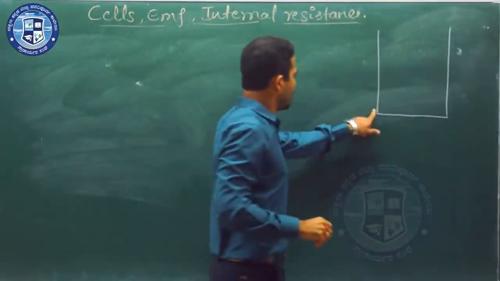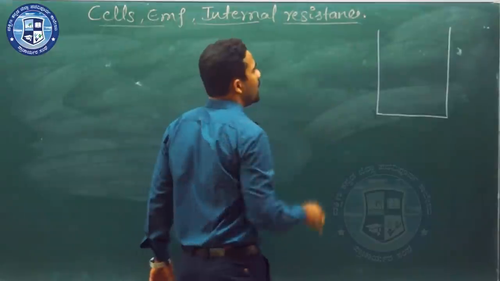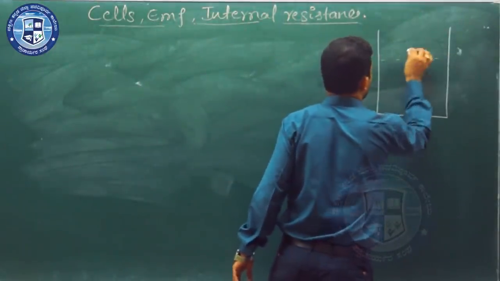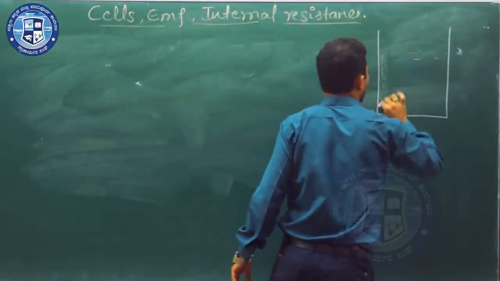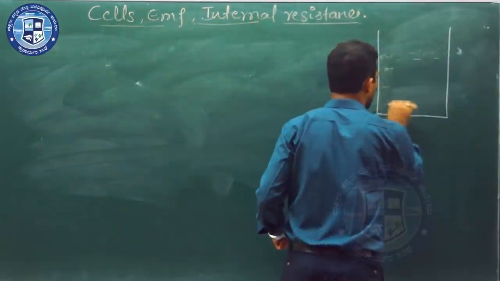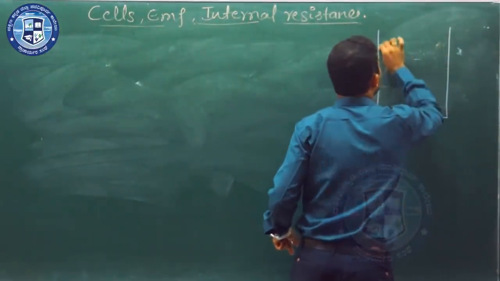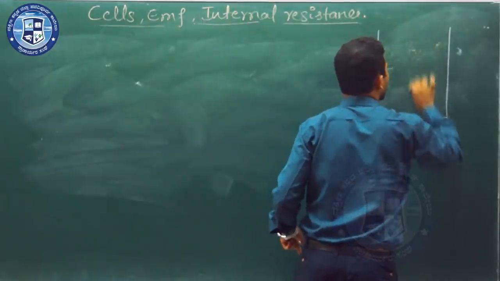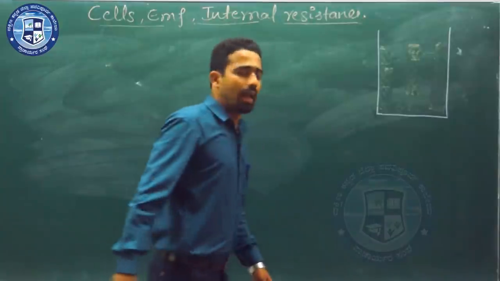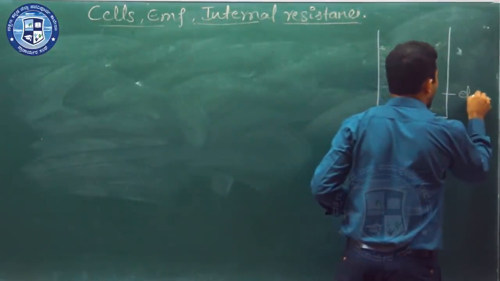This cell consists of one container. Within the container, it is filled with an electrolytic solution. This is called electrolytic solution. It can also be said as an electrolyte.